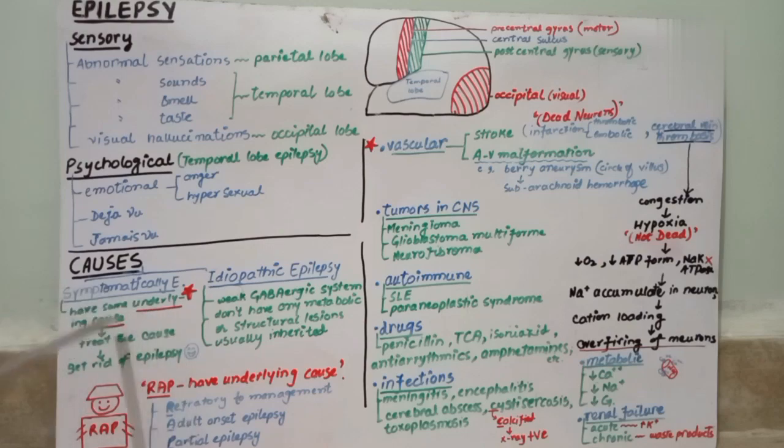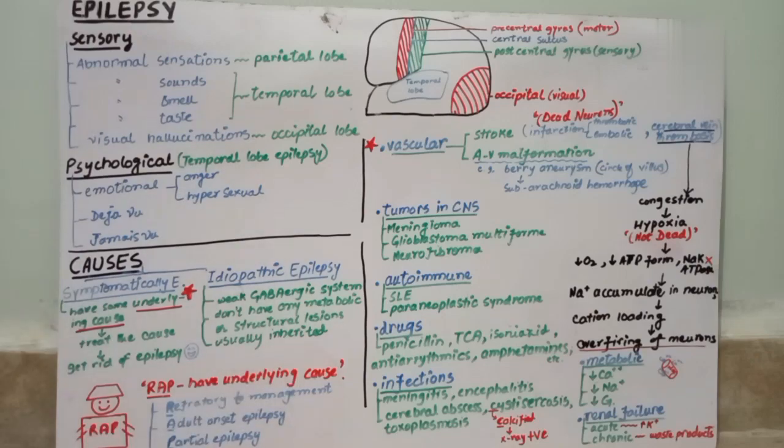While symptomatic epilepsy has an underlying cause, if we treat the cause, we can get rid of the epilepsy. I'm going to tell you about the underlying causes in detail. These all are the underlying causes, but before that, I want to teach you that you can remember easily in this way: RAP, refractory adult partial. These three are the conditions which have an underlying cause.